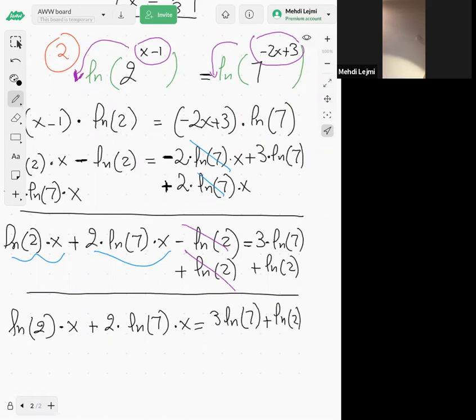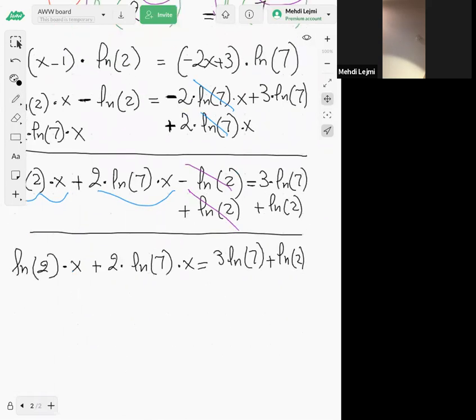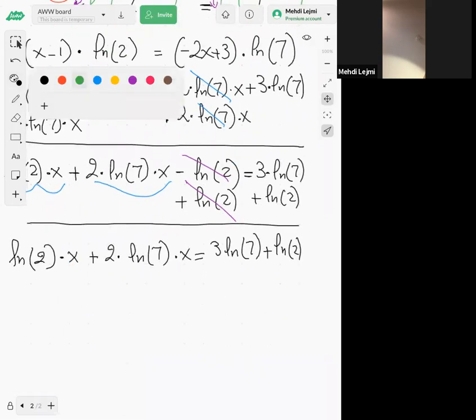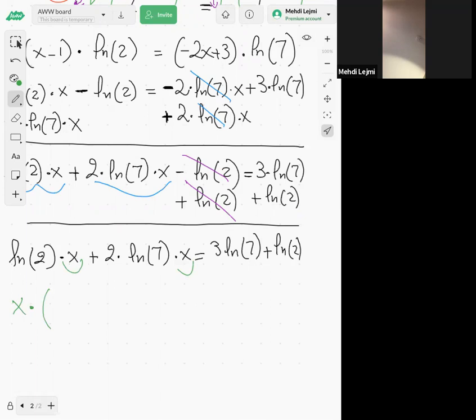Now, left side, I have x as a common factor, so I can factor out x. There's an x in here, an x in here. So factor out x times, and then there's this natural log of 2 plus, and here we have 2 natural log of 7. The right side, the same thing. Natural log of 7 plus natural log of 2.